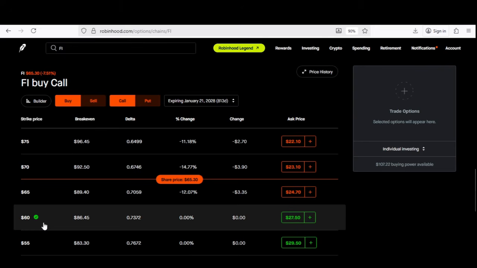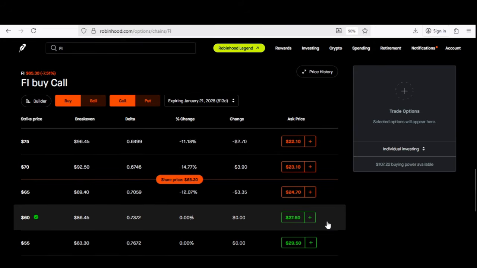So I'm going to choose the best one that works for me, and that represents the $60 price right here. Now, with the $60 strike price right here, this is a buy option strategy, so I'm going to have to pay. The amount I'm going to have to pay is going to be $27.50. In the real world, this is going to work out to be $2,750 because each option contract contains 100 shares. So you're going to multiply the price you're going to pay per one contract by 100 shares, and that's going to give you $2,750.